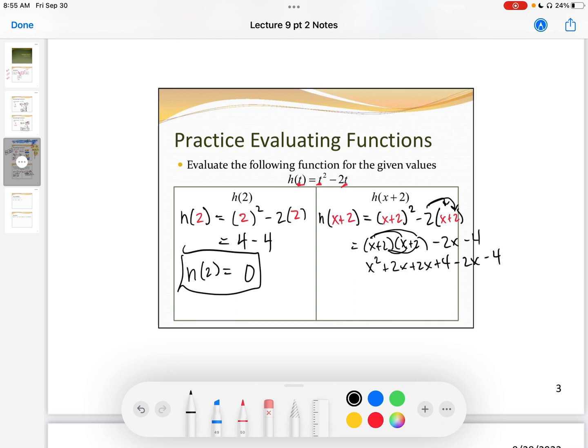Okay, combine all my like terms. So I've got my x squared. It's the only x squared term I have. I've got a positive 2x, a positive 2x, and a negative 2x. So that would give me just a positive 2x. And then I've got a positive 4 and a negative 4, which would end up canceling. So h of x plus 2 equals x squared plus 2x. Oh my, I'm going to be getting yelled at for forgetting that 2x there. Okay, but main reason I wanted to show you guys that was for this specific example here. Remember, when you have a binomial squared, okay, you have to rewrite it out so that you can FOIL.